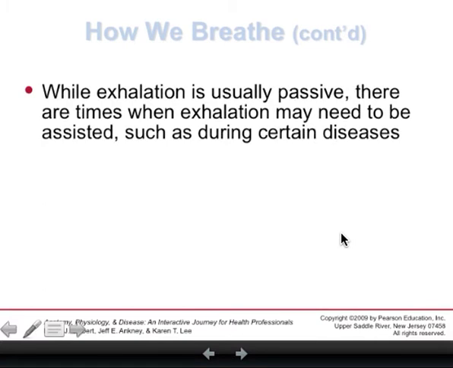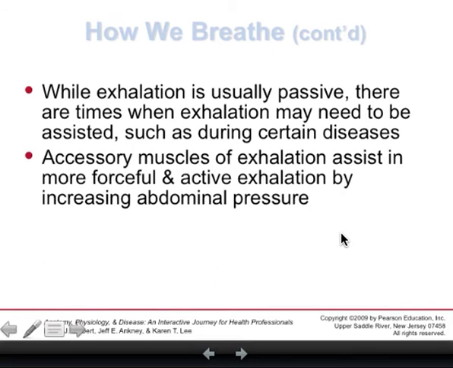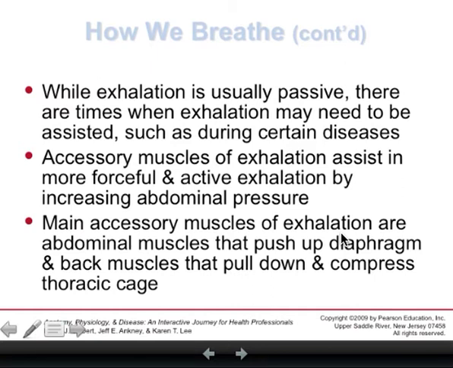While exhalation is usually passive, there are times when exhalation may need to be forced, such as during certain disease states. Accessory muscles of exhalation assist in the more forceful and active exhalation by increasing abdominal pressure, and the main accessory muscles of exhalation are the abdominals that push up the diaphragm and the back muscles that pull down and compress the thoracic cage. And we can get a look at those here.